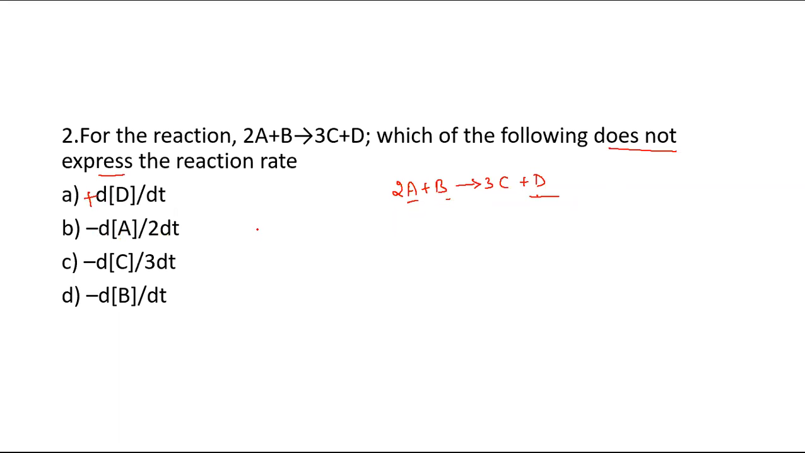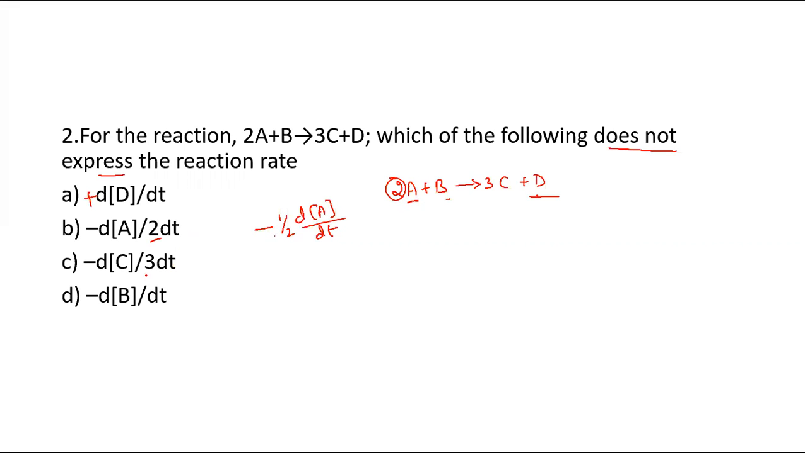How can we write this? Minus 1 by 2 dA by dt. So this is also the same, 1 by 2. Okay, 2 dt, minus dA. Correct? Minus is because A is a reactant. Correct. And 1 by 2 is here because the coefficient 2 is there, so it becomes the fraction 1 by 2, minus dA by dt. This also matches.